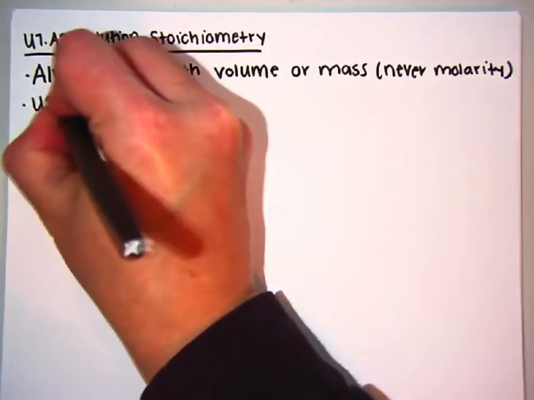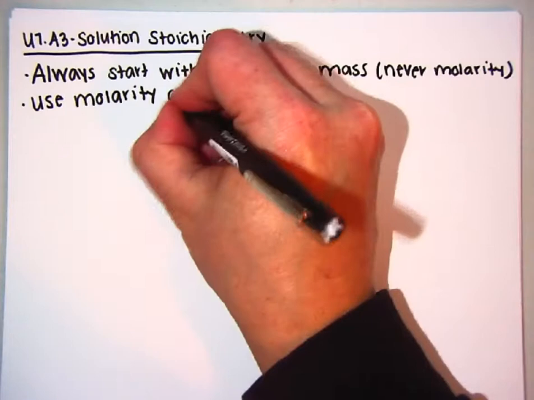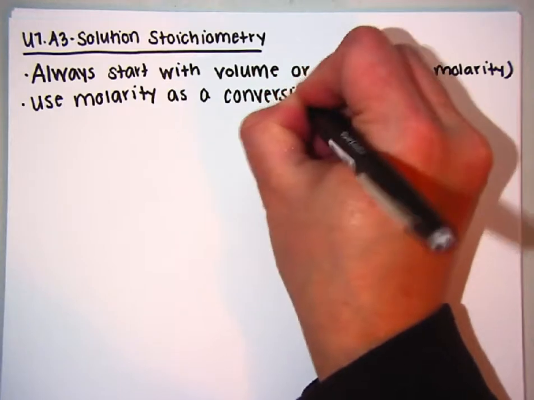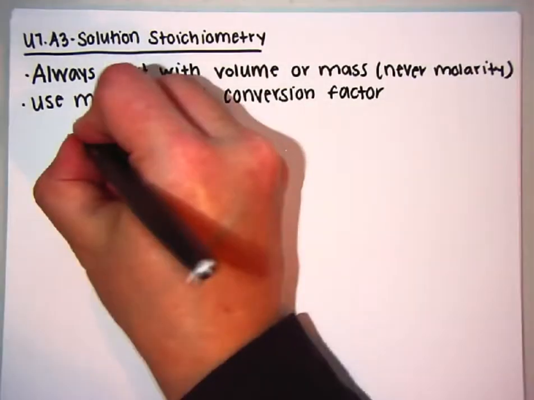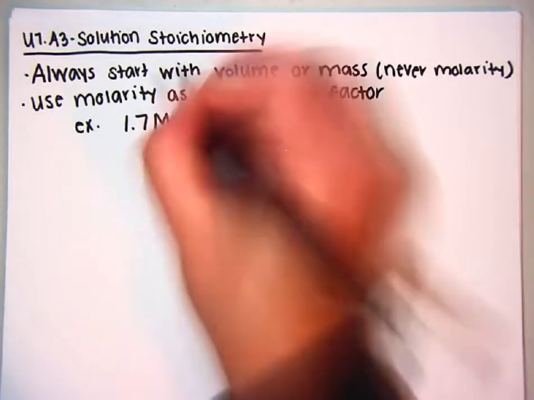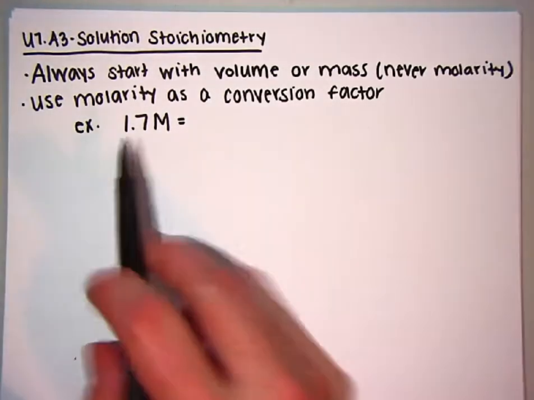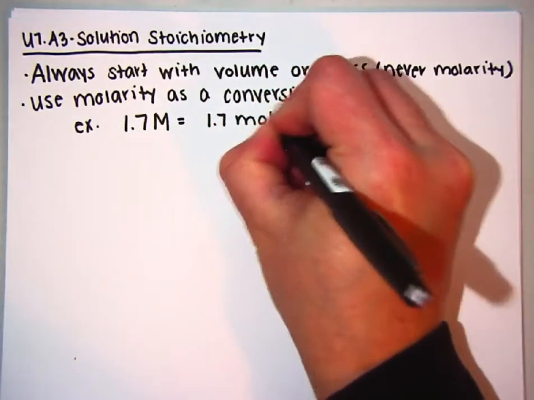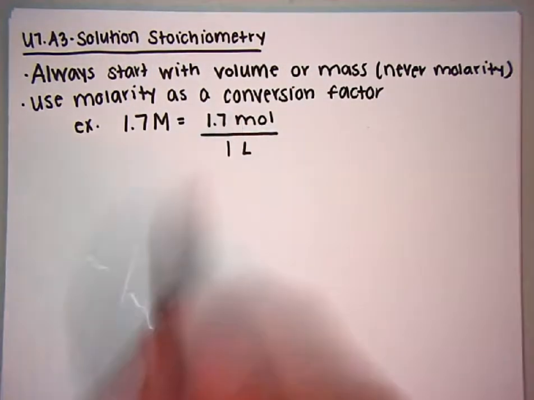Remember that we can use molarity as a conversion factor. And what I mean by that is, let's say I have a 1.7 molar solution. Molar just tells you how many moles of solute per 1 liter of solution. So a 1.7 molar solution is just saying that I have 1.7 moles of solute per every 1 liter of solution. This is something we can plug in as a conversion factor.